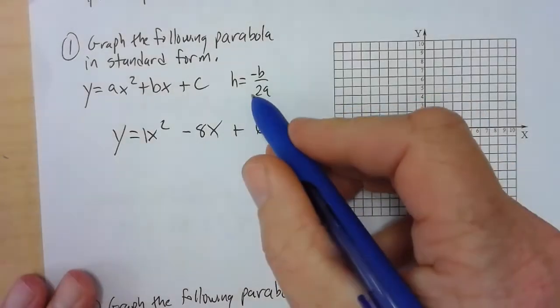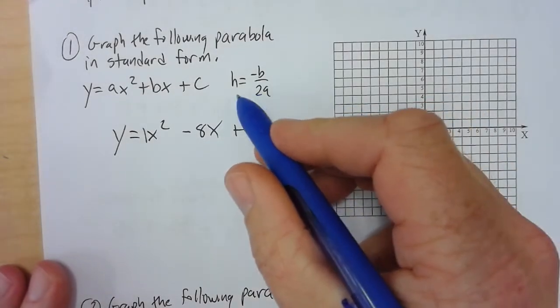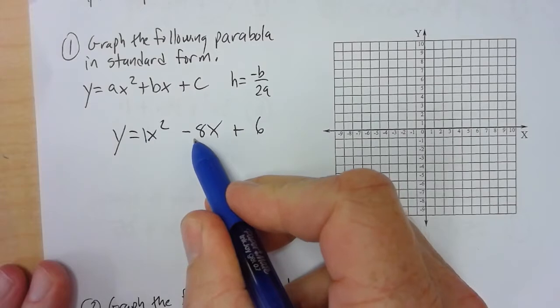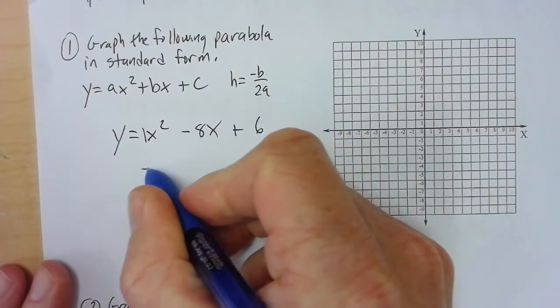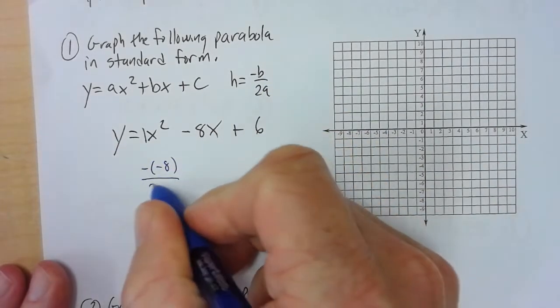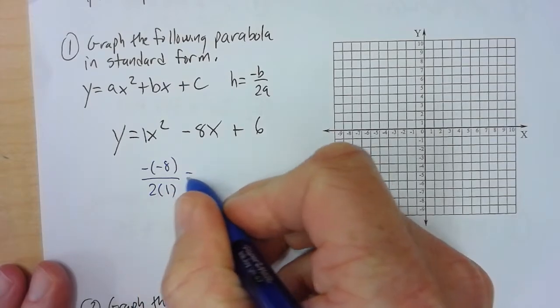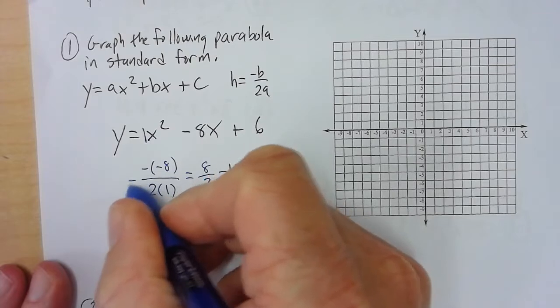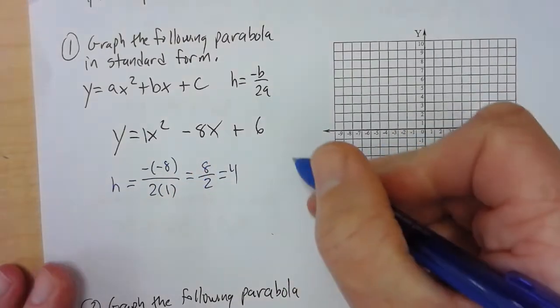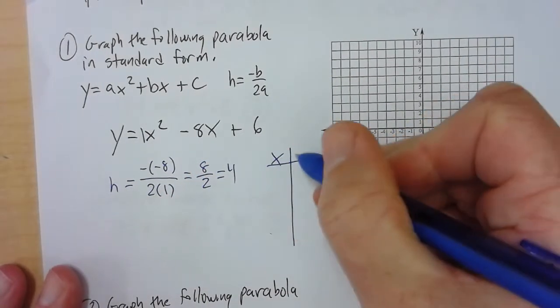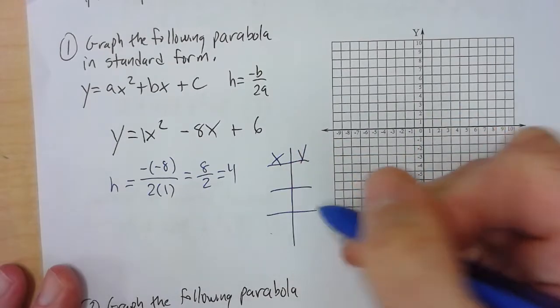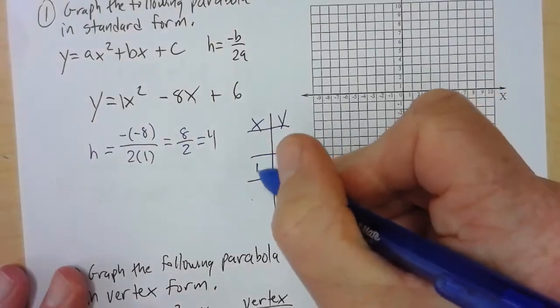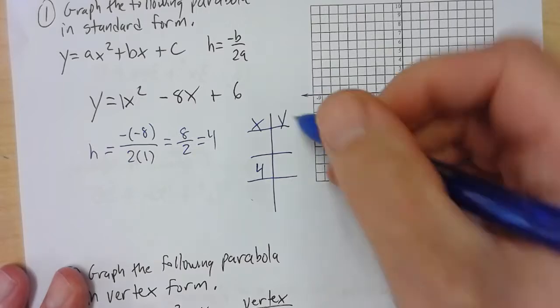All right, so the first thing we do is calculate what h is, the x-coordinate of the vertex. Since b is negative, we have a double negative here, so it's -(-8) over 2 times a, which is 1. So that would be 8 over 2 times 1, which is 4, so h is equal to 4. So we make our table of values, x and y, and I put 4 in the center, and then I pick a point on each side.